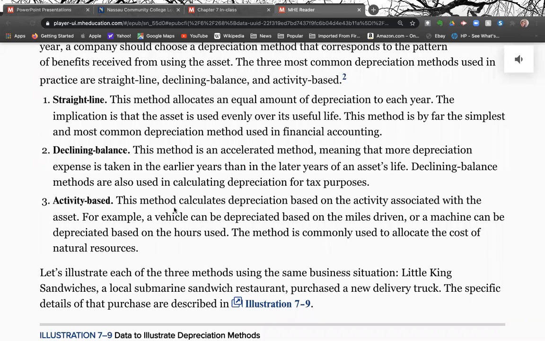Activity-based says, well, wait a minute. The more I use an asset, the more it depreciates. So if I had a car, for example, and one year I drove the car 30,000 miles, that car would depreciate more than another year where I only drove the car 10,000 miles. So we use this activity method when we want to base depreciation on some unit of activity, like miles driven or how many hours a machine is used, right? Well, it's not as complicated as it sounds, believe me.